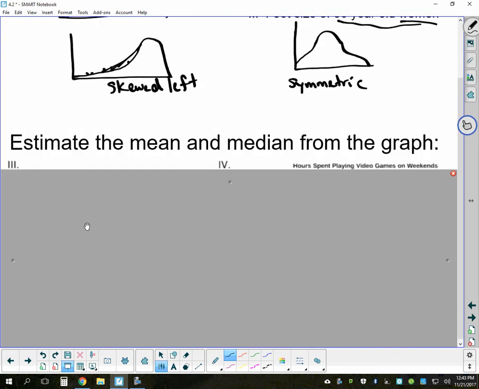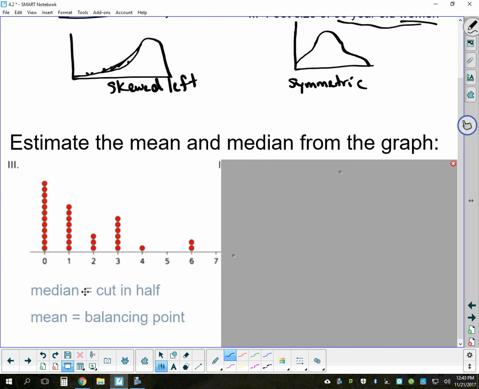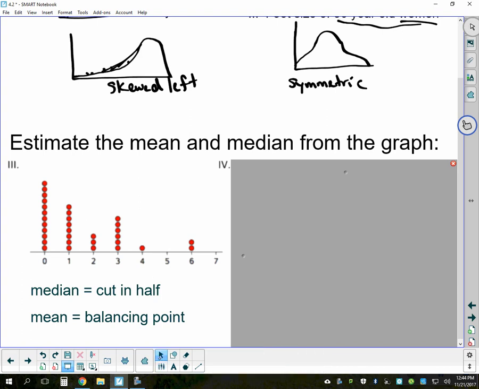Okay, estimate the mean and median from the graph. So here we have a dot plot. Keep in mind what you've got going on. Your median is cutting your data in half, and your mean is your balancing point. So we could find these exactly, but they've said estimate, so we don't need to find an exact number. We do want to cut the data in half. So you want just as much on the left side as you do on the right.